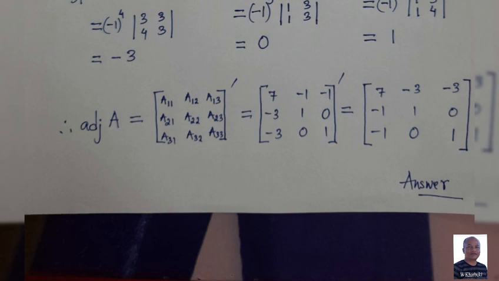So you will have 7, minus 1, minus 1 in the first row, but now you'll write it in the first column. 7, minus 1, minus 1, and the same you do to the second row and the third row. So that is the adjoint.